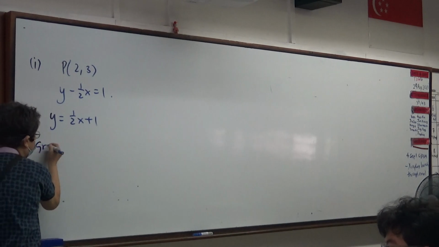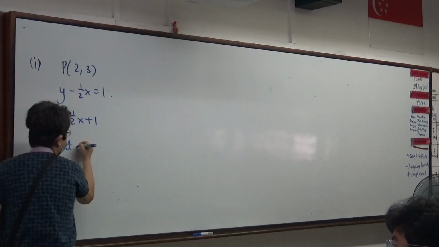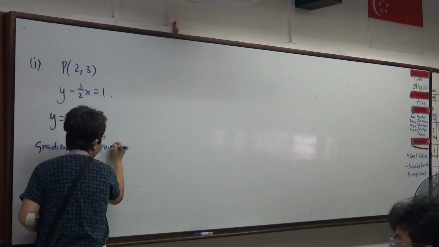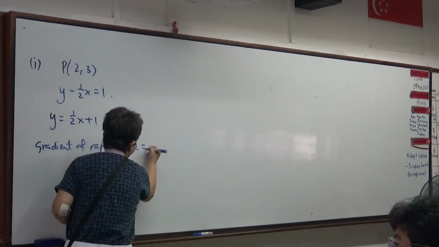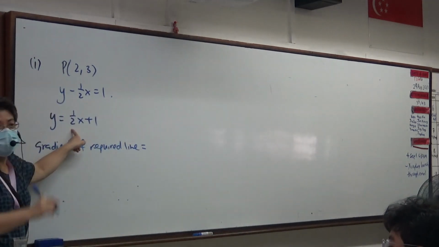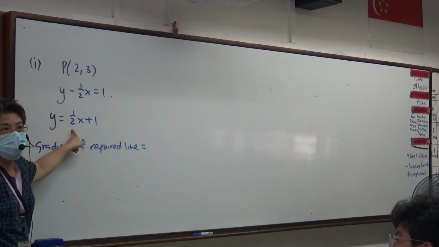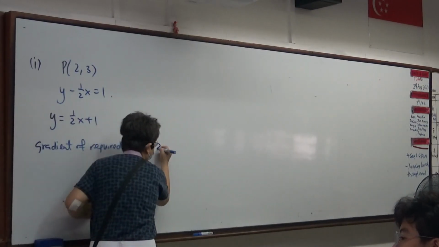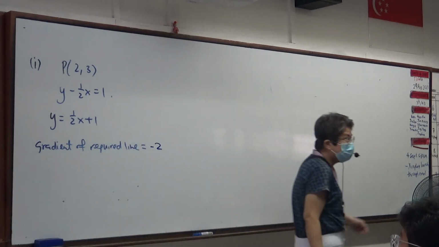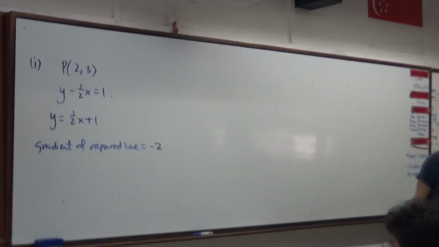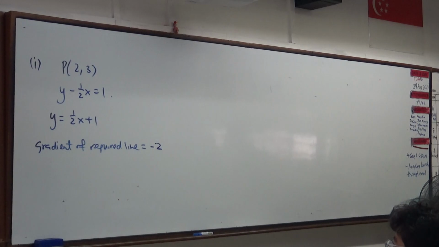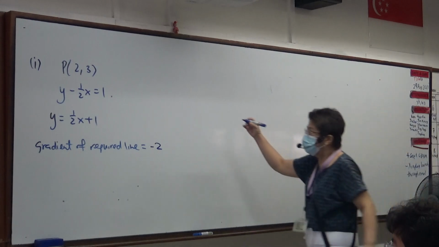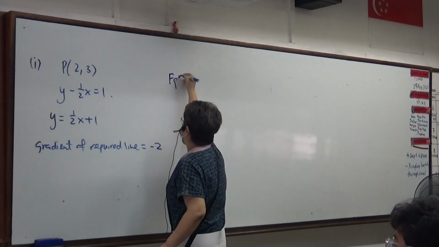So, what is the gradient of the required line? Since it's perpendicular to this, what will be the gradient? -2. Do you all agree? But always write it down. You don't write just m; you should spell it out, you understand? Gradient of the required line is -2. Do you agree? Okay?